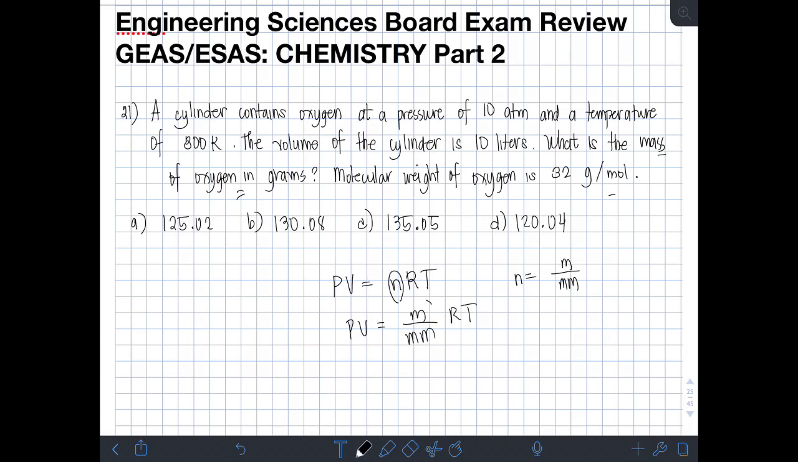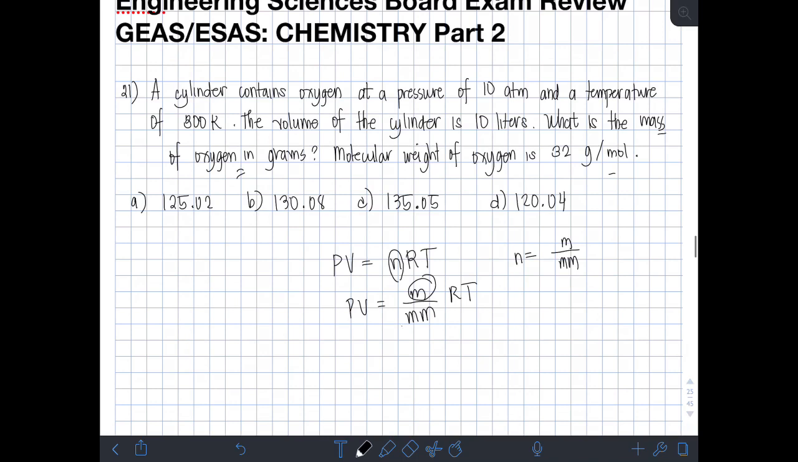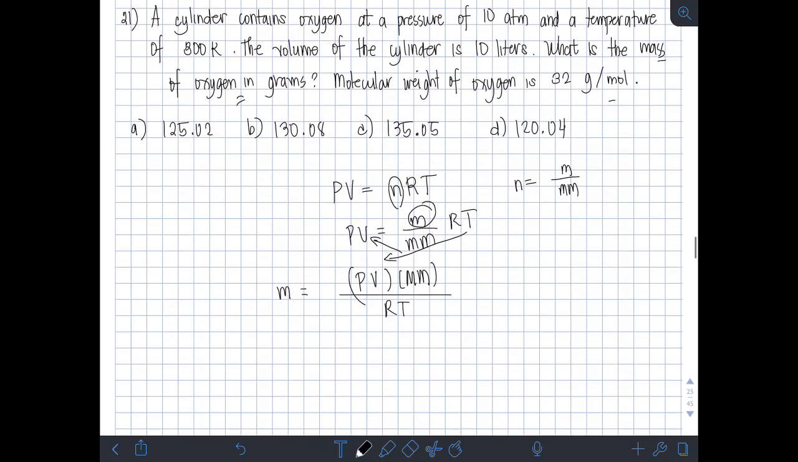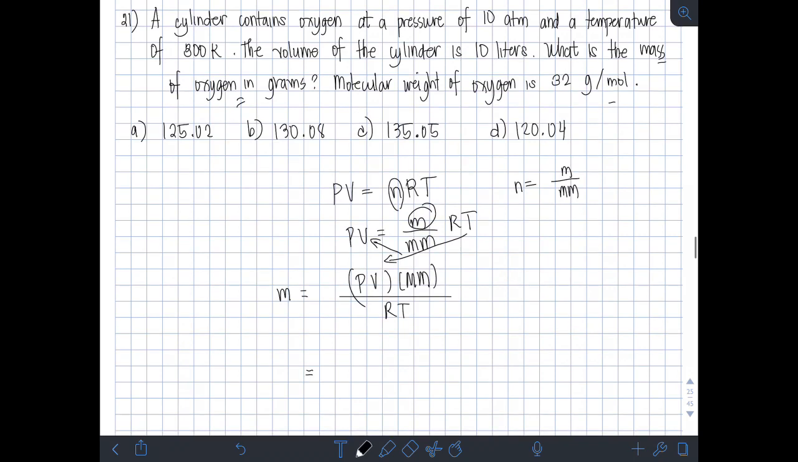So isosolve ngayon natin itong equation for m. Cross-multiply ko itong molar mass, so PV times molar mass. Then cross-multiply ko sa baba itong RT, divide both sides by RT. So ito na yung magiging value ng mass. So substitute natin: pressure is 10 atm times volume is 10 liters times molar mass na 32 grams per mole divided by R.